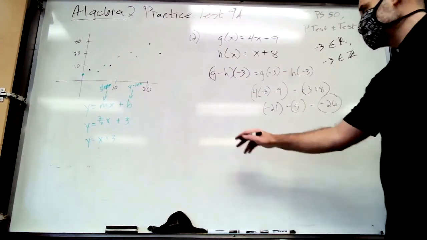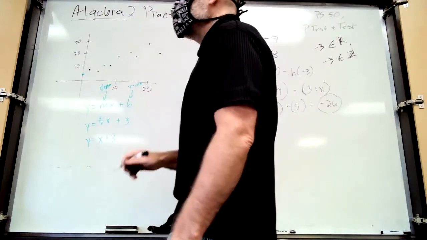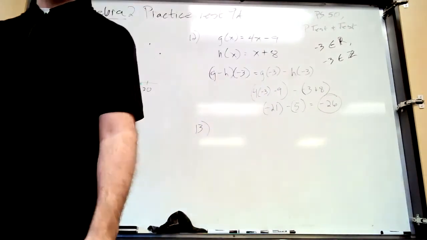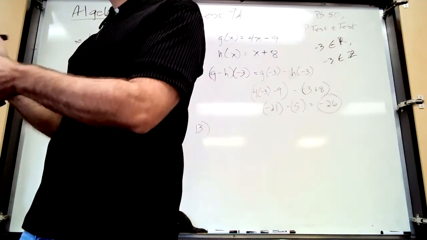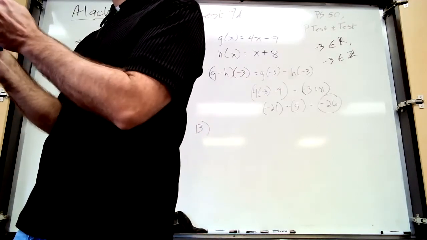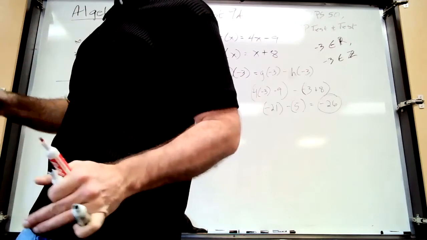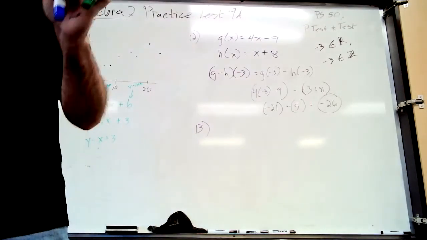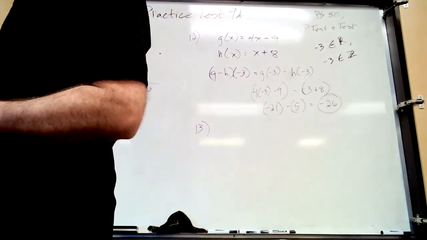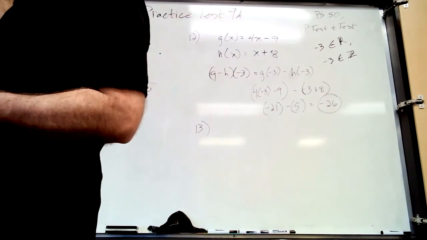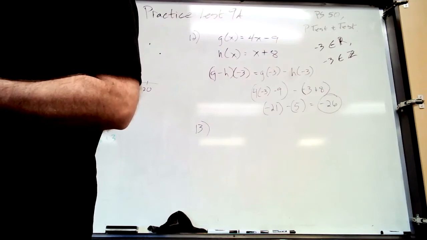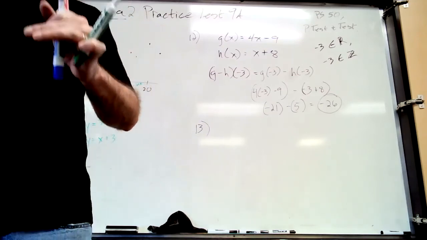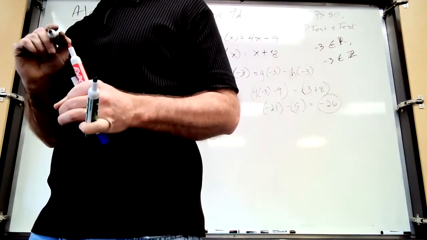Guys, functional notation is always confusing because it's not g times x or h times x. It's just the function g of x. So you have to kind of ignore the left side, that g of x. Just plug negative 3 into 4x minus 9, plug negative 3 into x plus 8, and then subtract the two things, and you're done. Can you guys handle that?